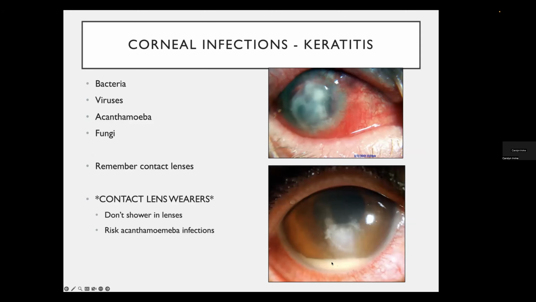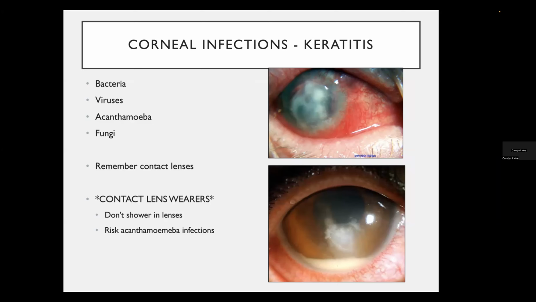So this thing here is called a hypopyon, which is a collection of white cells. White cells can be there because they're from an infection, or they can be there from inflammation. So we'll talk a little bit about inflammation a bit later. So contact lens wearers. I wear contact lenses, loads of us wear contact lenses. Unfortunately, most of the infections that we see are contact lens related. They tend to be bacterial.